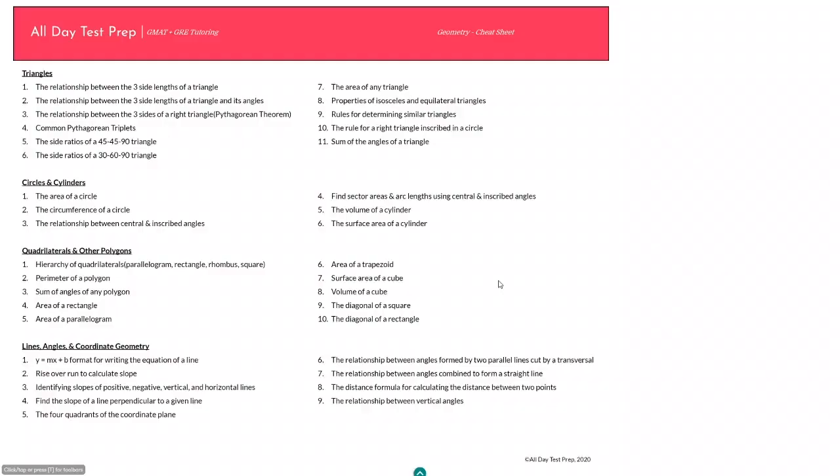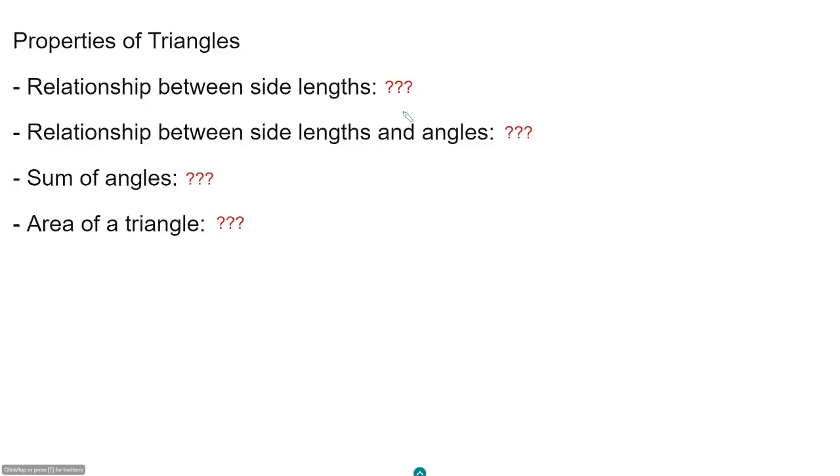GMAT all day. In this next set of videos, we will be focusing on triangles. So we are in this first section of our cheat sheet, and we should cover most, if not all of these topics, and anything we don't get to, we can just make a summary video at the end and I'll tack it on there. So let's start with our basic properties of triangles.